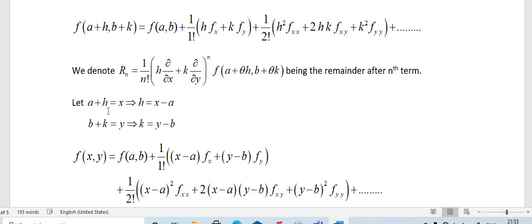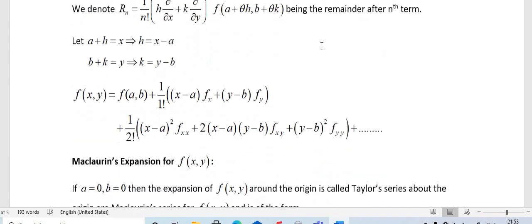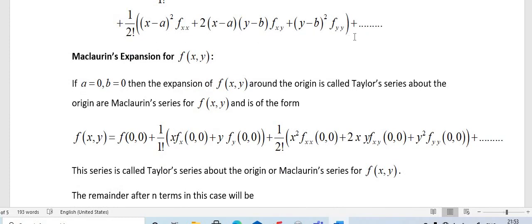Next, let a plus h equal to x, so h equals x minus a, and b plus k equal to y, which implies k equals y minus b. So for a plus h we replace the value x, for b plus k we replace the value y, f of a comma b as it is, 1 by 1 factorial as it is. The h value is x minus a, replace, fx as it is. The k value is y minus b, replace, fy as it is. In the next term also we are replacing the h and k values. Then we are going to get this expression.